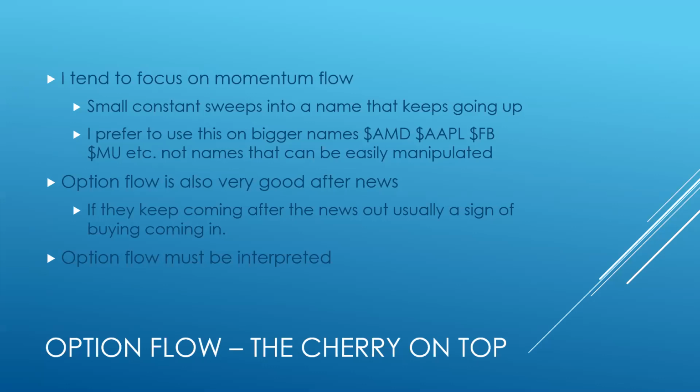I used to be a big player of unusual options. I don't find they work as well anymore. I find the momentum flow works. Small, constant sweeps into names, and it just keeps going up. And, caveat here, I don't like flow into names that can be easily manipulated.